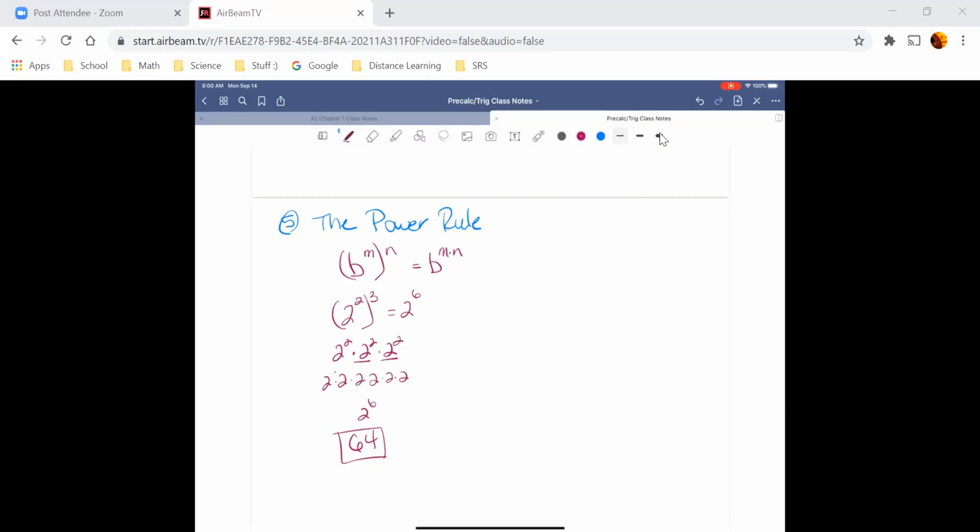And then these ones can get even a little fancier. Sometimes instead of just having one base in the parentheses, you could have AB all raised to the nth degree. So you have to multiply that n. That n has to go to the A, and that n has to go to the B. So this would be A to the nth, B to the nth.